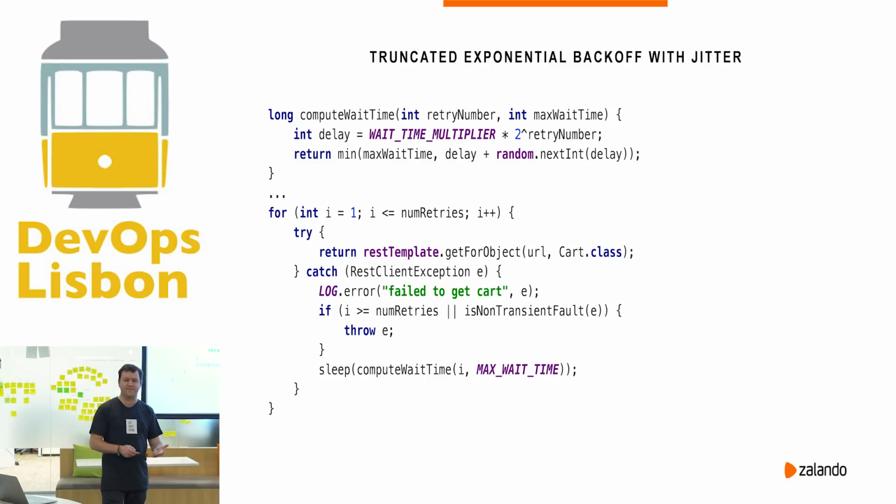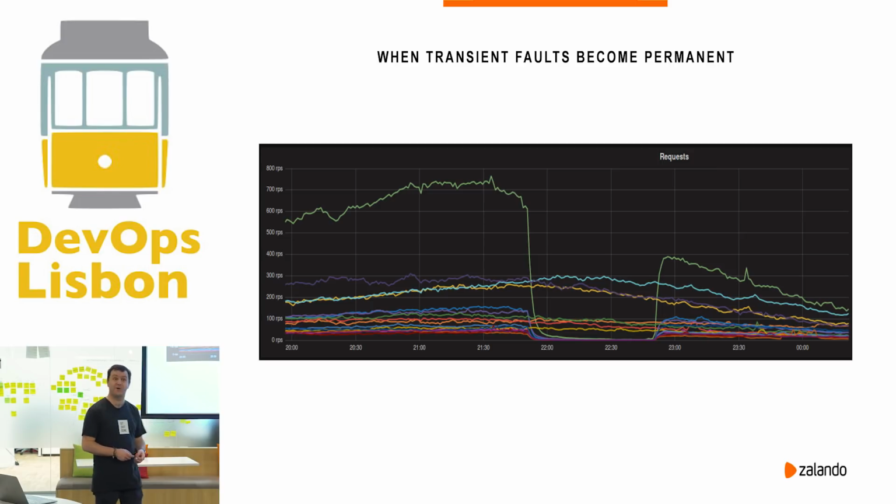But what happens when what started to be a transient fault lasts for so long that it's no longer a transient fault? When transient faults become permanent faults. Well, what eventually is going to happen is that you stop serving requests, because what we are doing now is repeatedly retrying. It's a transient fault.